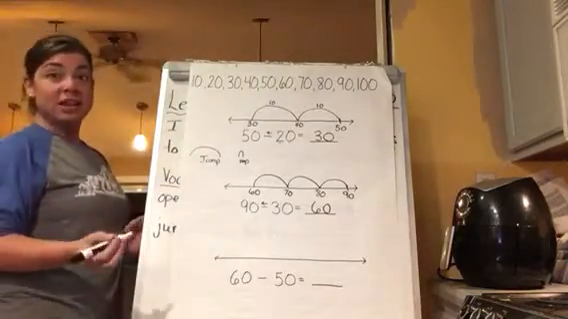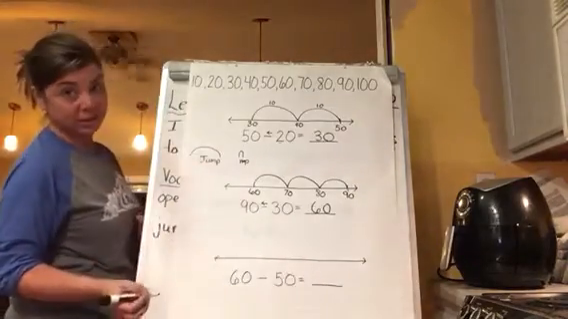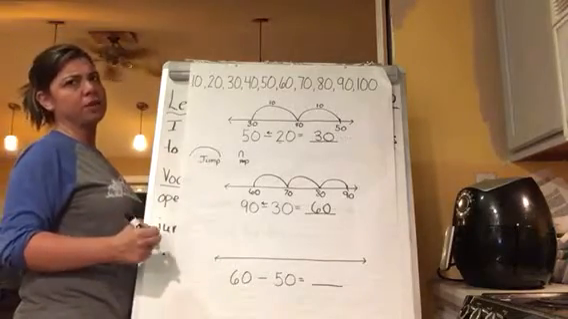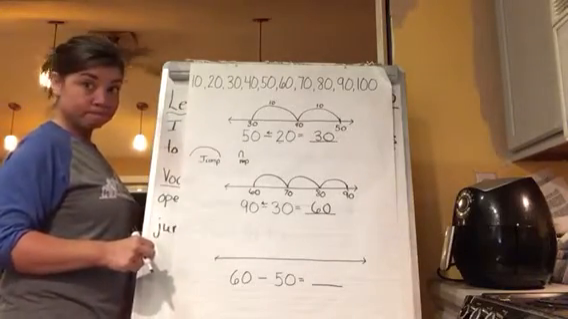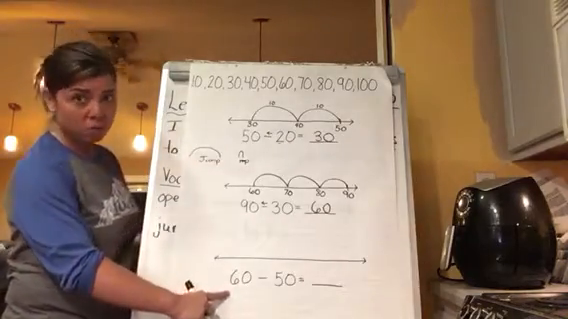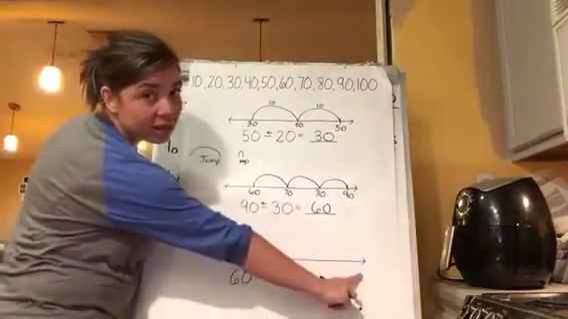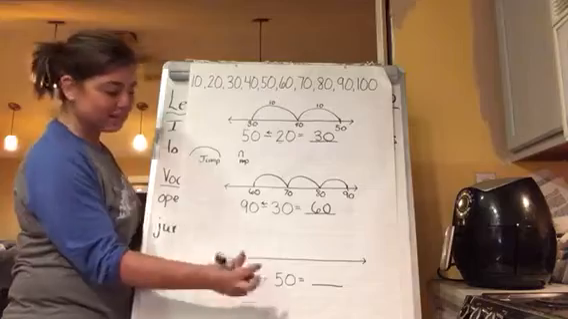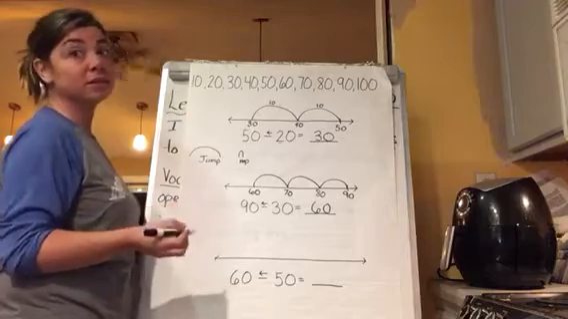Now, the next one says 60 take away 50 equals blank. Now, where do we start on the number line? What number do we start with? That's right. We start with the 60 because that is the whole. Now, are we going to start on the left of the number line, or are we going to start on the right? We're going to start on the right because we are subtracting. Very good. We're going to count backwards because subtracting means we're counting backwards.